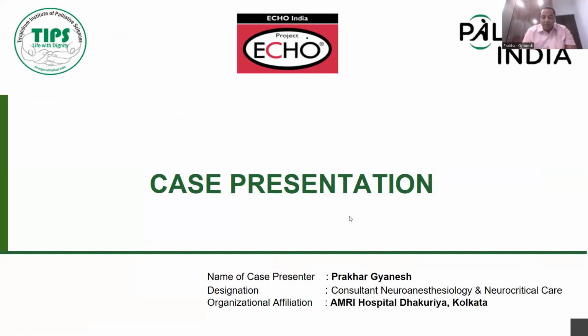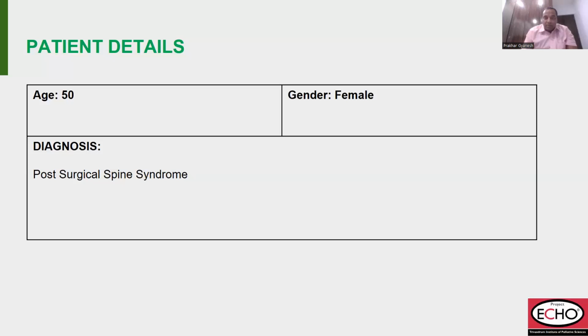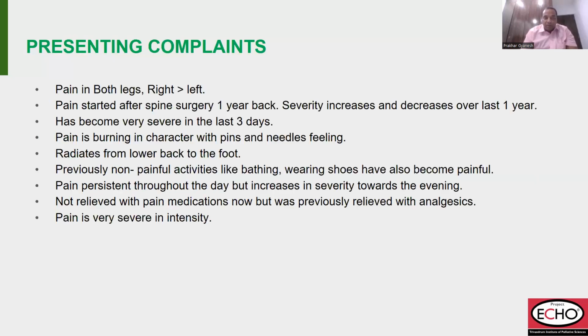Yeah, hi. So this is a patient with chronic pain, a non-cancer pain. She's a 50-year-old female who is having post-surgical spine syndrome or failed back syndrome, as we called earlier. Now she has presented to the neurosurgeon with pain in both legs, and she is having more pain on the right side than on the left side.